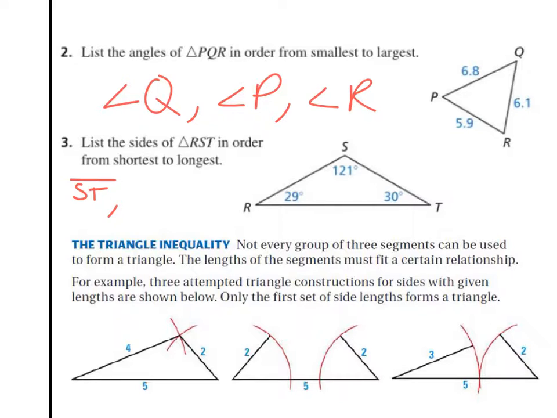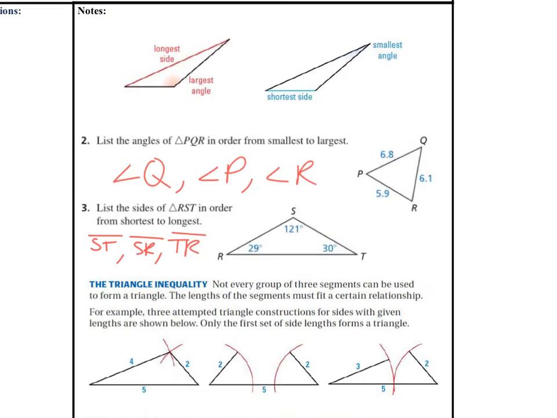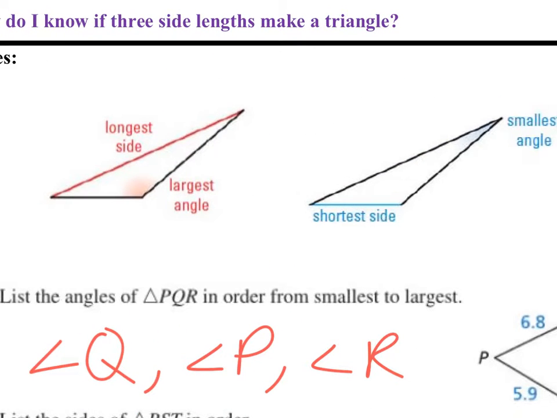The next one would be what, Aubrey? SR is across from 30. And then TR would be the last one. So I think there's some confusion. Look again at the picture at the top. Think about the door. The angle was directly across from the side that it's connected to. So notice how these are opposite. Largest angle, longest side, across from each other. Smallest angle, shortest side. Okay.